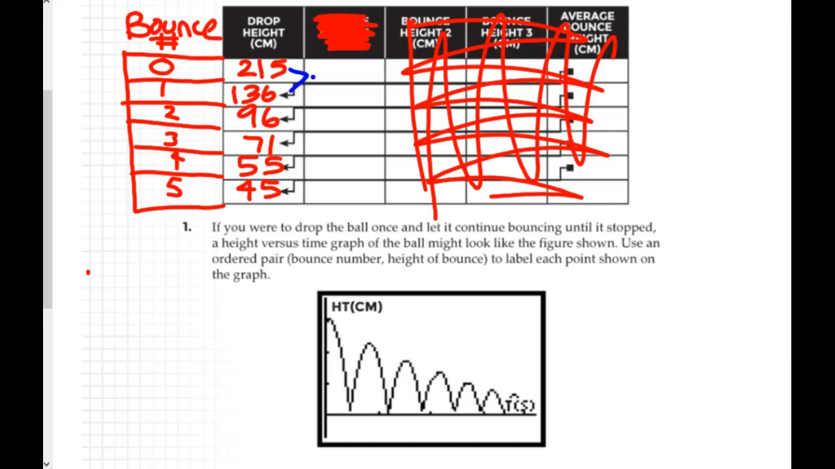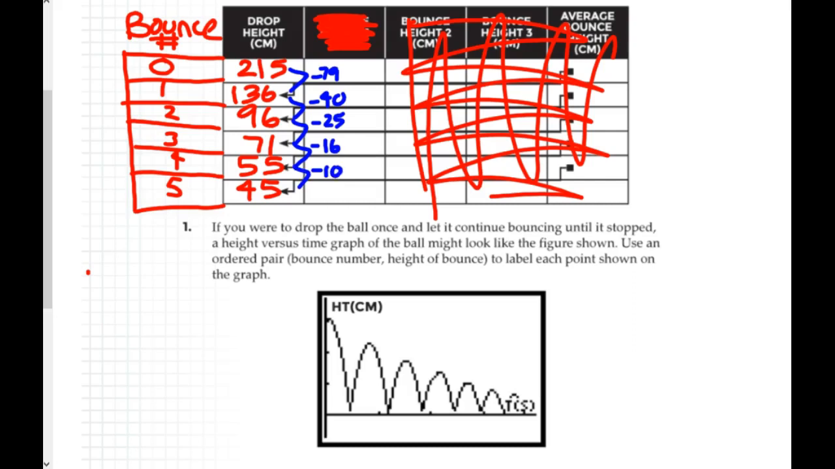Now I want y'all to notice I'm subtracting bounce 1 from bounce 0, so that way it is negative because it is going down, right? Okay, 96 minus 136, negative 40. 71 minus 96, negative 25. 55 minus 71, negative 16. 45 minus 55 is negative 10.